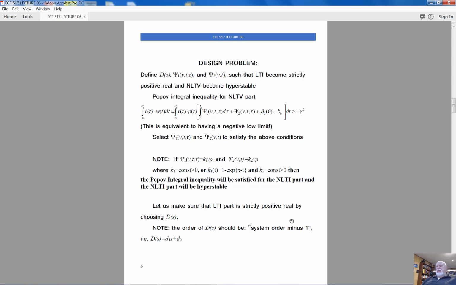Now our goal is to design our system, and to design our system we have to define appropriately filter D that is part of the linear time-invariant part. And these two expressions, psi1 and psi2, that you saw under the integral sign. You know that the Popov integral inequality for the nonlinear time-varying part is supposed to be like this. This inequality must be satisfied. How to satisfy this inequality? Obviously, we have only one choice here: to define appropriately psi1 and psi2. Could this be done? Of course, this could be done.